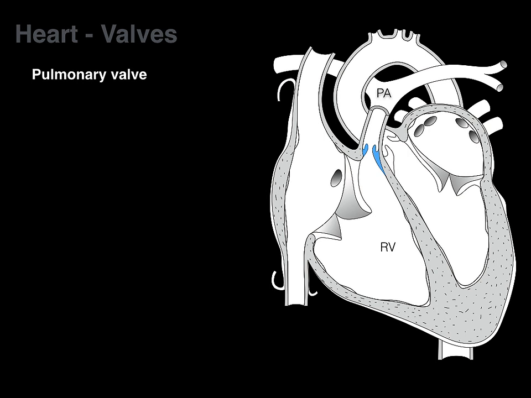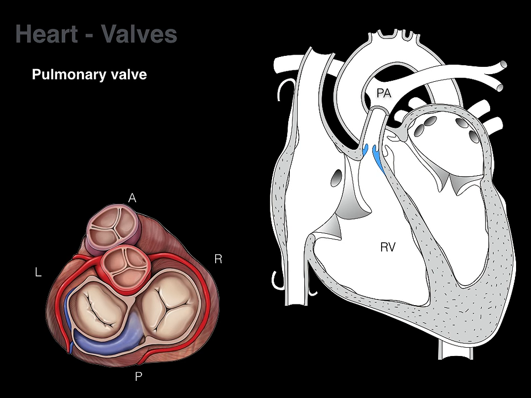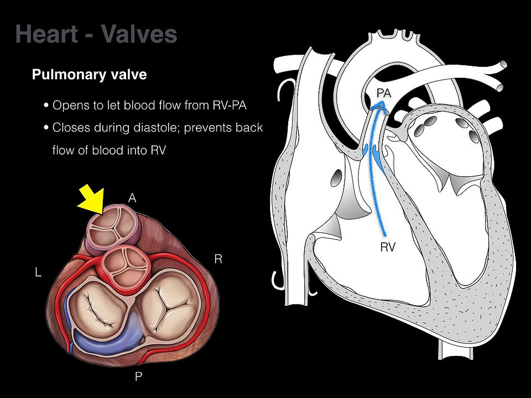Okay, so now the pulmonary valve is the next one we're going to talk about. The pulmonary valve, in this cross section with the atria removed and a superior view, is the most anterior heart valve. It opens to let blood flow from the right ventricle through the pulmonary valve into the pulmonary trunk and pulmonary arteries, ultimately going to the lungs to get oxygen. The pulmonary valve closes during diastole and prevents backflow of blood into the right ventricle.